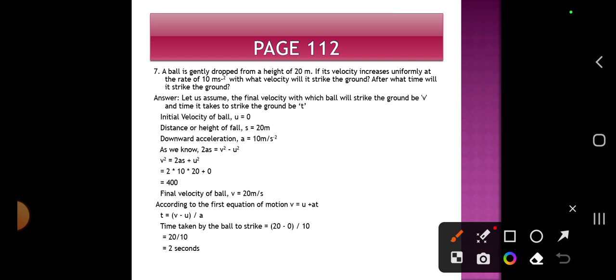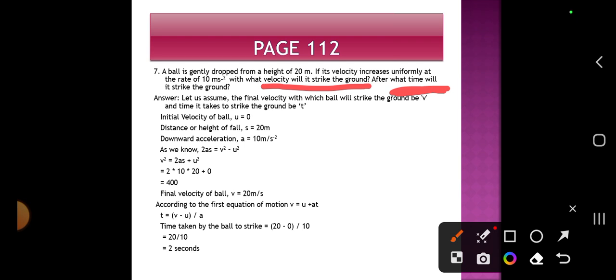Okay, acceleration. Downward acceleration is 10 meter per second square. So we have the equation 2as is equal to v square minus u square. Putting all the data, we will get the velocity of the ball. Now according to the first equation of motion, v is equal to u plus at. So we need to find out the time.